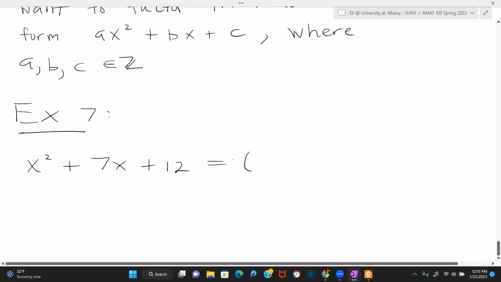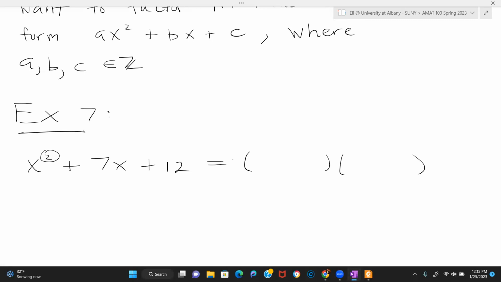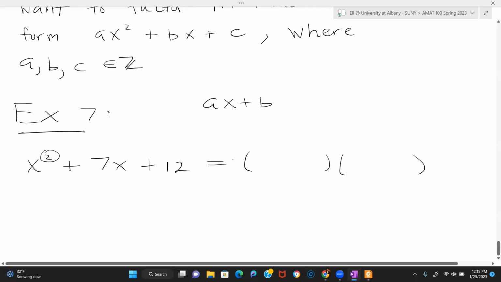So when you factor this, let's put these parentheses to indicate that there are going to be two factors, and the factors are going to be polynomials with a smaller degree. The degree of this polynomial is 2, so that means these are going to be first degree polynomials, things of the form, say, ax plus b, just the first power.